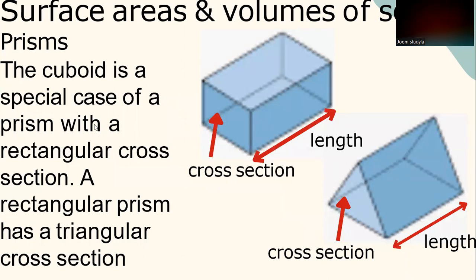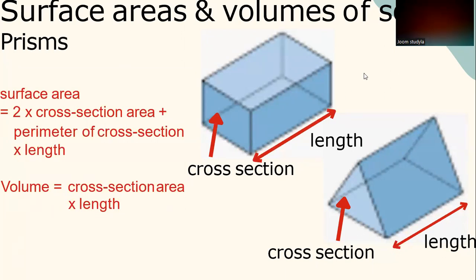The cuboid is a special case of a prism with a rectangular cross section. If you see, this is the cuboid, and inside here, this is the cross section. This is the length. And a triangular prism has a triangle cross section. So if you can see, this one is a rectangular cross section.